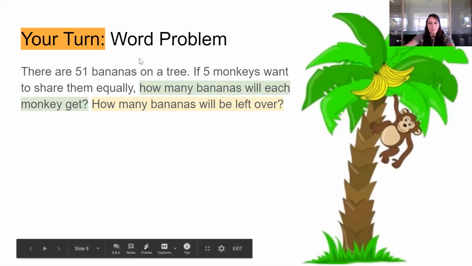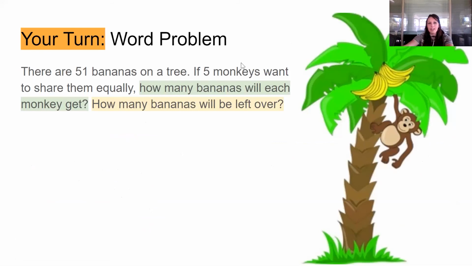There are 51 bananas on a tree. If 5 monkeys want to share them equally, how many bananas will each monkey get? And then follow-up question, how many bananas will be left over? So this is hinting that there might be a remainder. So it's important for you guys to look out for this in case you see one.